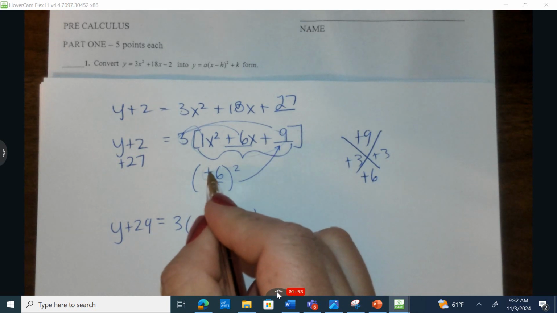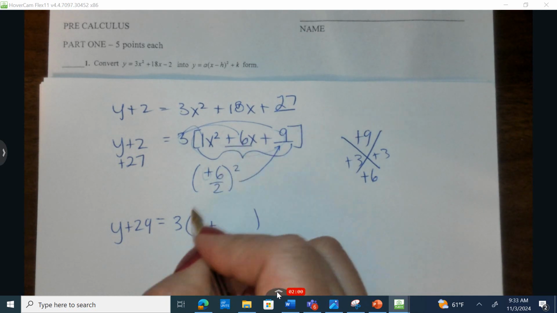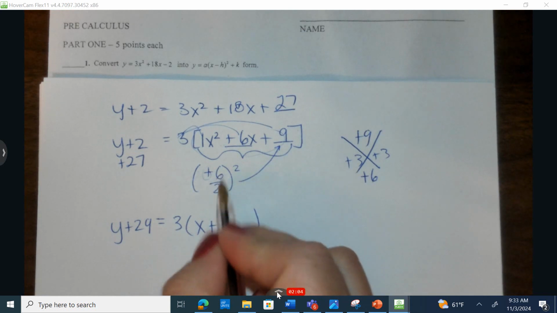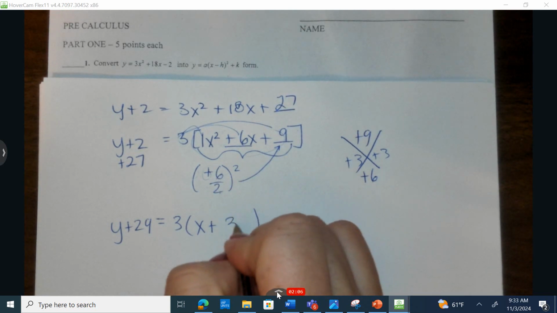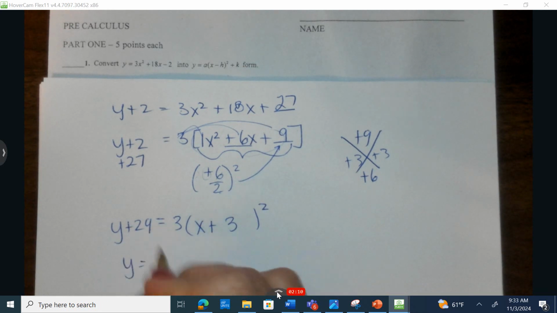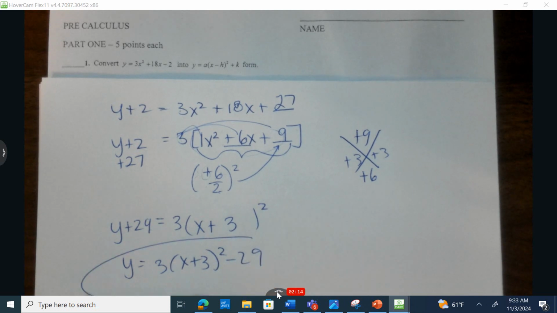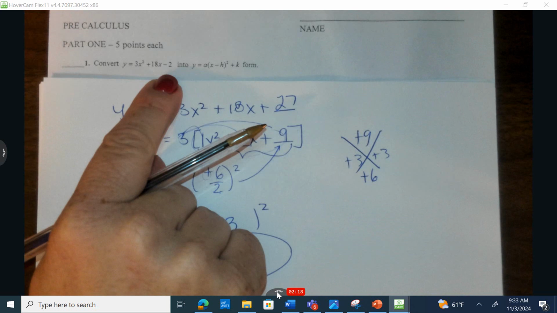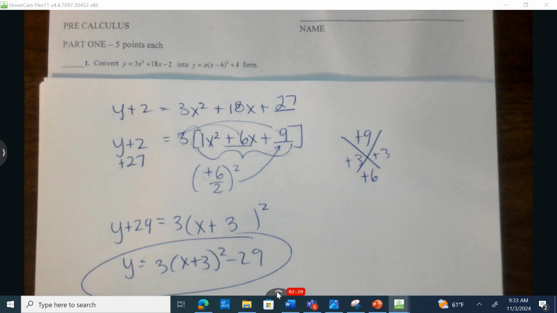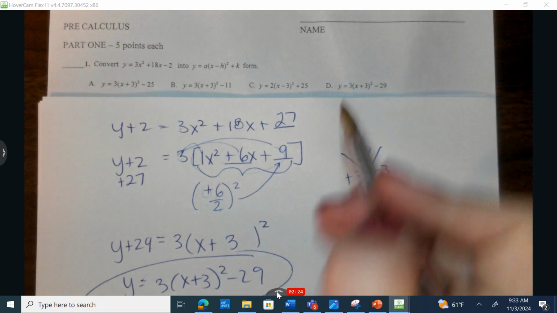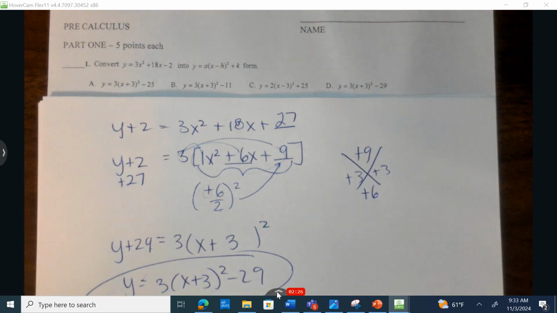Now, this symbol is determined by whatever's in front of the b. So in this problem, it would be addition. So I drop an x in front, and I can take 6 divided by 2 and simplify it to 3. Now moving 29 to the opposite side, opposite of adding would be subtracting. This is vertex form. It is equivalent to standard form. This is standard form, this is vertex form. So let's look at our choices, and we can see that the correct answer is D as in dog.